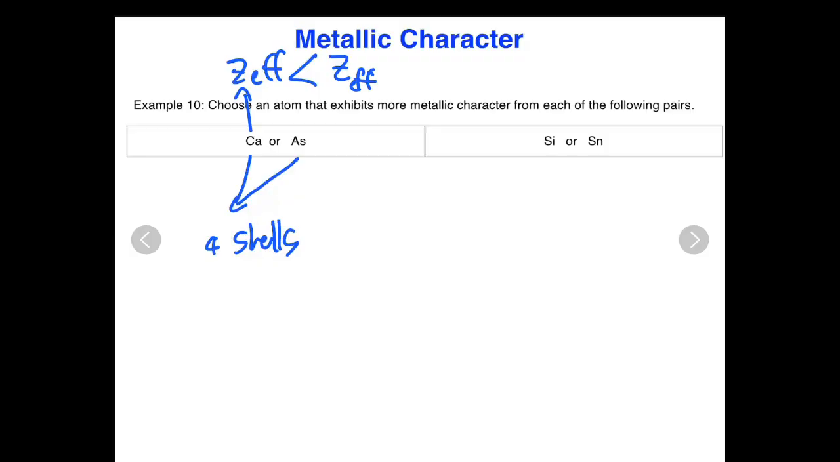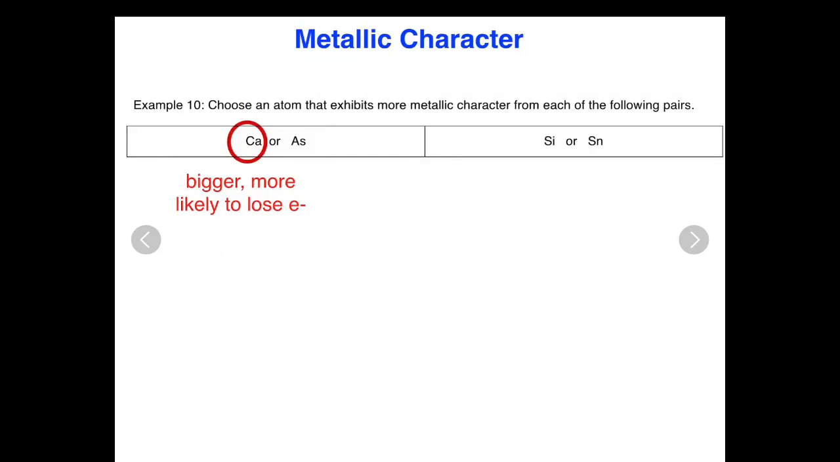Okay, so if you compare the effective nuclear charge, as the effective nuclear charge increases, you are going to observe that the size of arsenic would be smaller than the size of calcium. For an atom to lose an electron, it is going to lose the electron easier for calcium because the electron is further away, as the size is bigger in comparison to arsenic, right? So in this case, you are going to observe that calcium would exhibit more metallic character because it's bigger, most likely to lose electrons than arsenic.